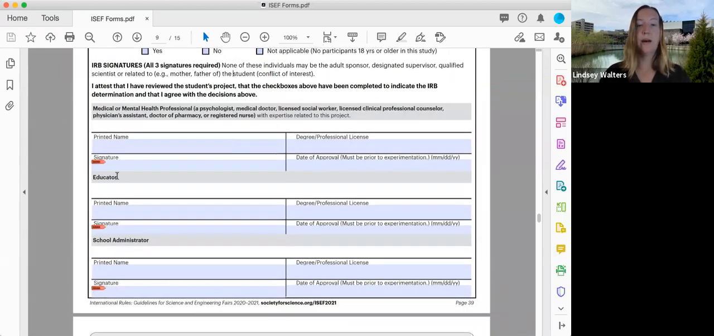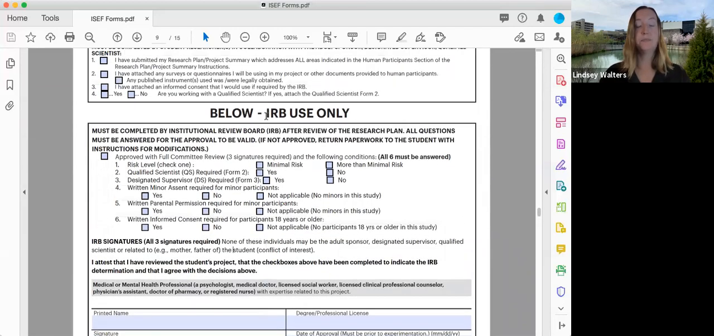So one of the people on the IRB must be an educator. One of them must be a school administrator, like a principal, and one must be a medical or mental health professional. This could be a psychologist, a medical doctor, a social worker, a counselor, or a nurse. So people like your school counselors could potentially serve as your medical professional. So make sure you have assembled these 3 people: your medical or mental health professional, your educator, and your school administrator. Those are the people who would review your project.